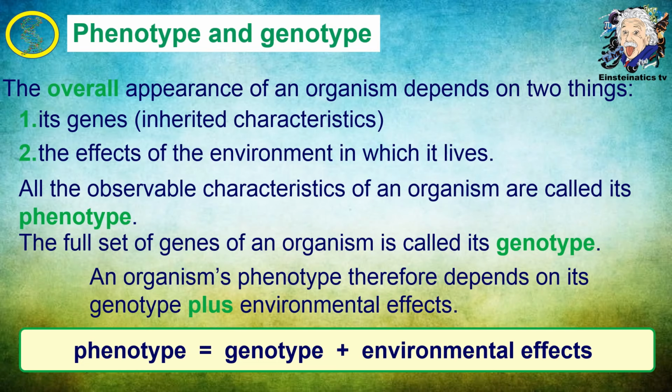Kung ano yung magiging itsura or magiging katangian ng isang organism ay combination siya ng genotype, meaning yung mga genes, at saka yung kanyang environmental effects o yung epekto ng environment. So kabilang na dyan yung nutrition, yung type of habitat that it lives in, and others.